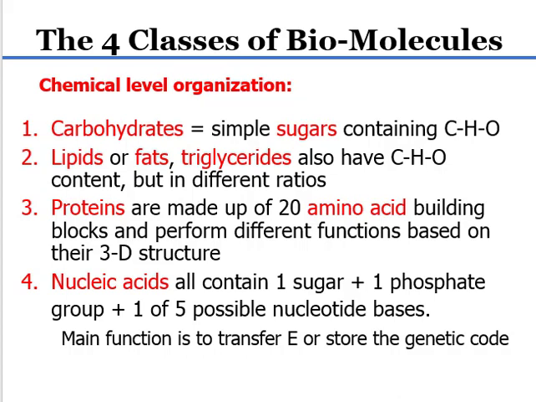And the fourth and final group is the all-important nucleic acids. This group of molecules are all made up of a sugar, a phosphate group, and a nucleotide base. The main function of a nucleic acid is to transfer energy or store the entire genetic code of the organism. You may already be familiar with the structures DNA, RNA, and ATP. These are great examples of nucleic acids.